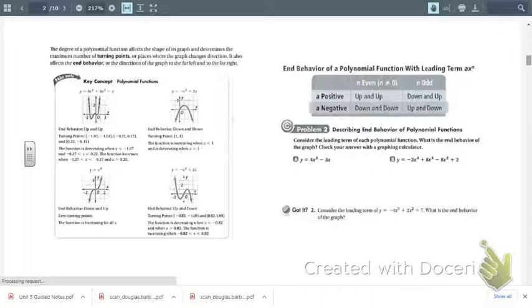Okay, so as I just showed you, the degree of the polynomial function affects the shape of its graph and determines the maximum number of turning points, or places where the graph changes direction. It also affects the end behavior, or the directions of the graph to the far left or to the far right. The turning points, we're not going to worry about that, but we are going to focus on how the degree affects the shape. We just showed that, and the end behavior.